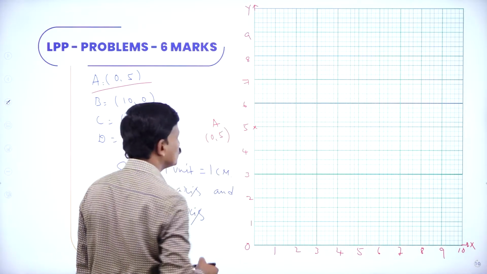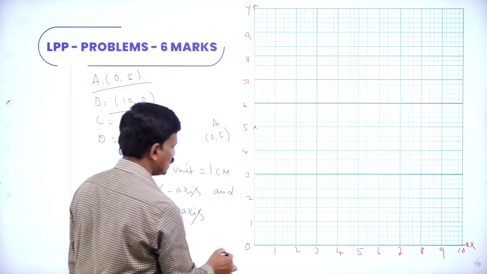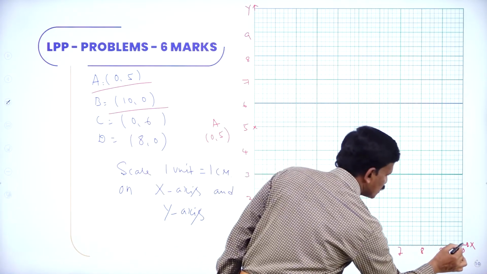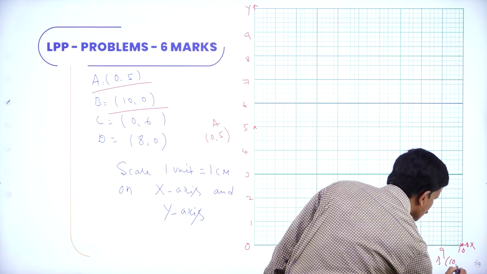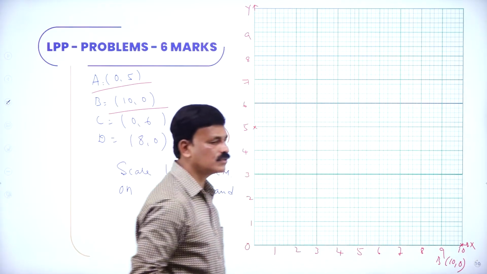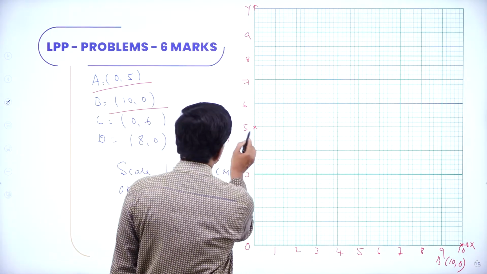0, 5. Now, what is B? B is 10, 0. X is 10. 1, 2, 3, 4, 5, 6, 10. This is 10, 0. So, this is B. Okay. Now, draw a line. So, what you will get? A straight line like this.